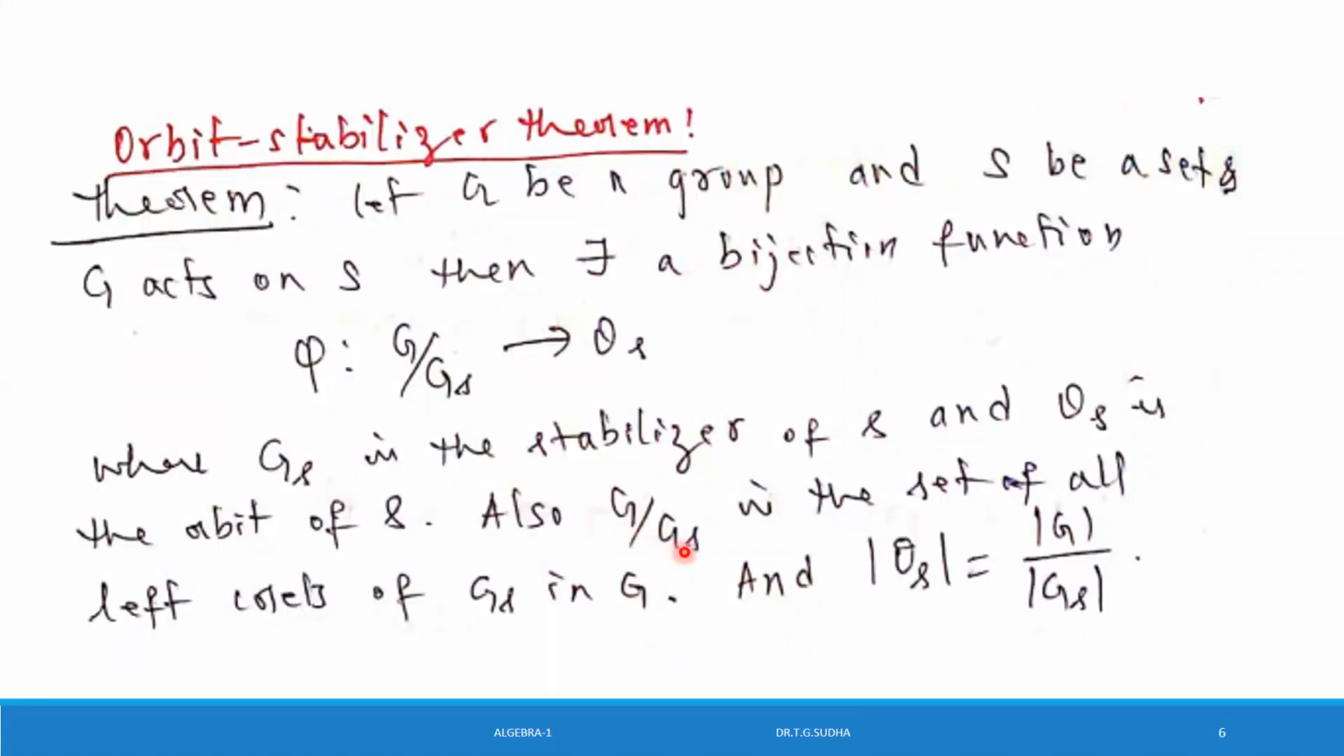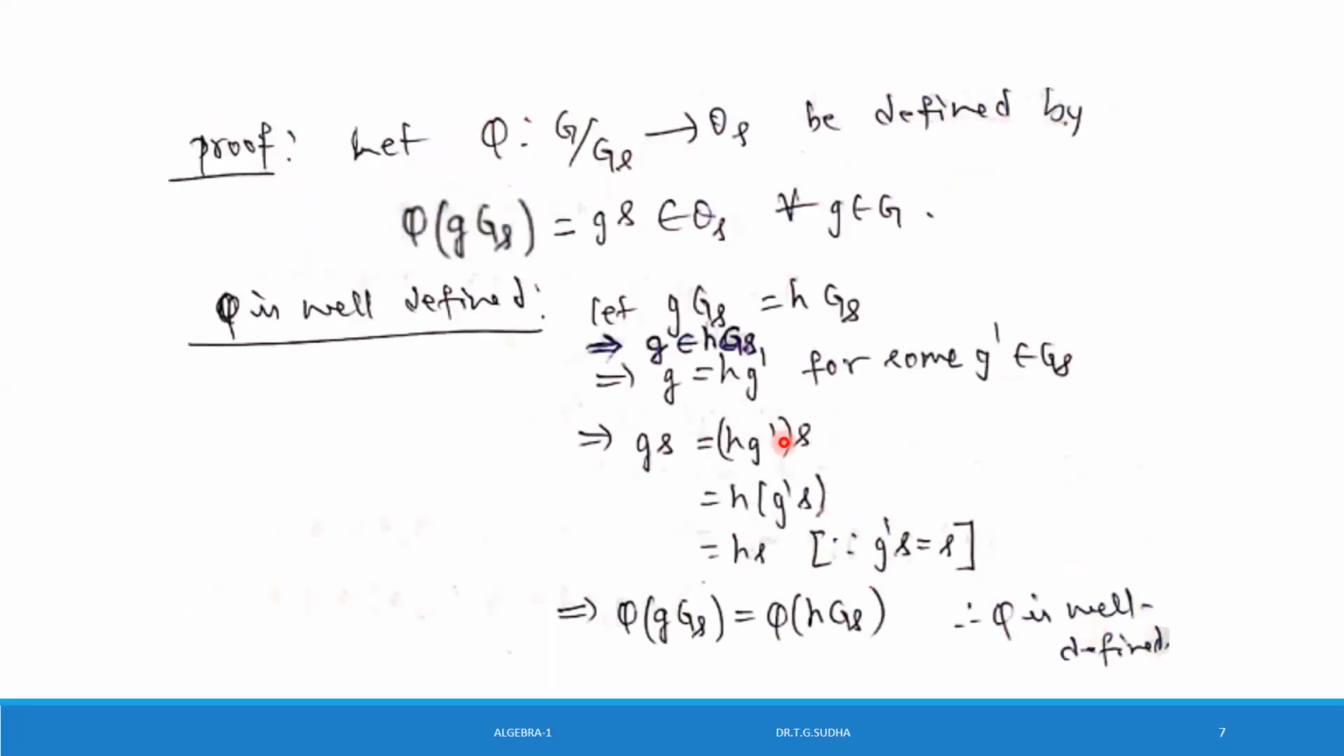Also, this G by G_s is the set of all left cosets of G_s in G. Apart from showing that phi is a bijective function, we need to prove that the cardinality of the orbit of s is equal to the cardinality of G divided by the cardinality of the stabilizer of s. So let us prove this. Phi from G by G_s to O_s can be defined as phi of g into G_s.